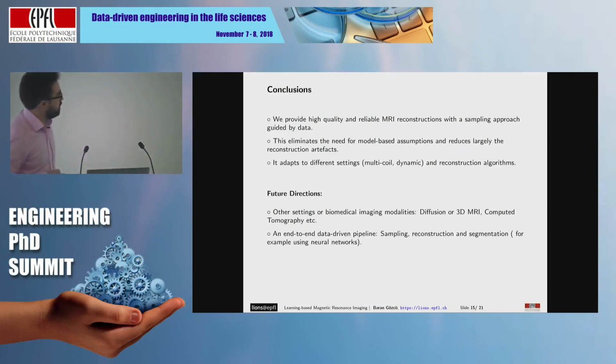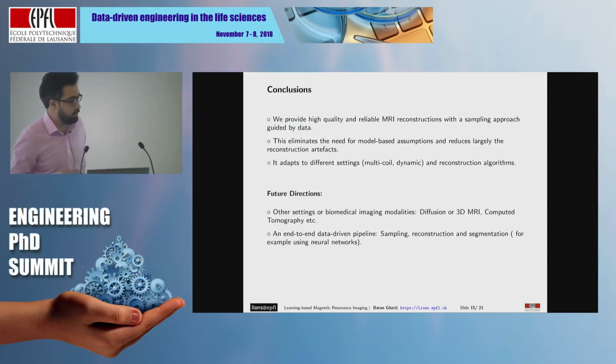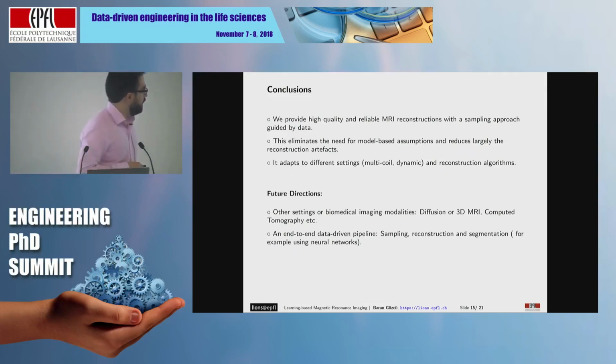Some future directions. Well, if it works for dynamic and multi-coil, this can maybe also work for different MRI settings, diffusion MRI, 3D MRI. And it can also work for another biomedical imaging modality, for example, computed tomography. Maybe we can use this approach to decrease the amount of radiation that's present in this method, for example. And also it would be good to jointly optimize the sampling, reconstruction, and image segmentation with this framework, for example, using neural networks that are becoming more and more popular.